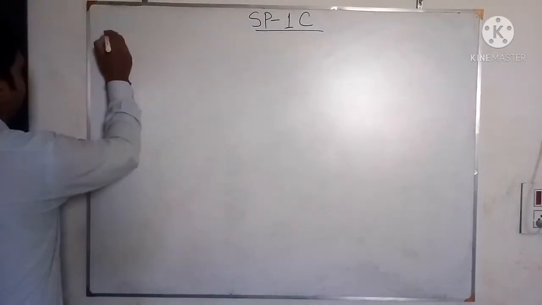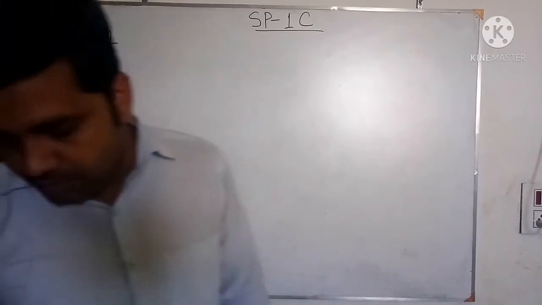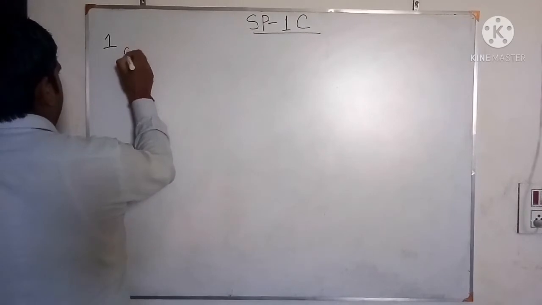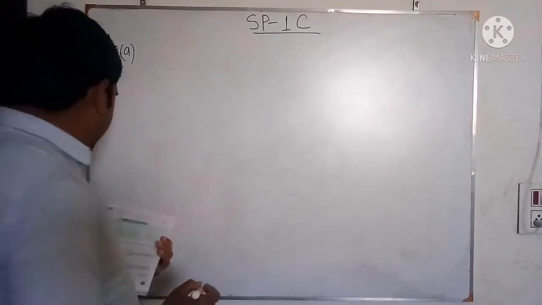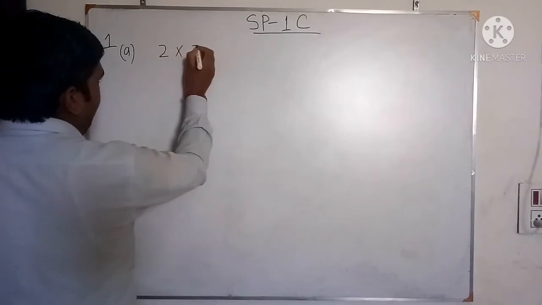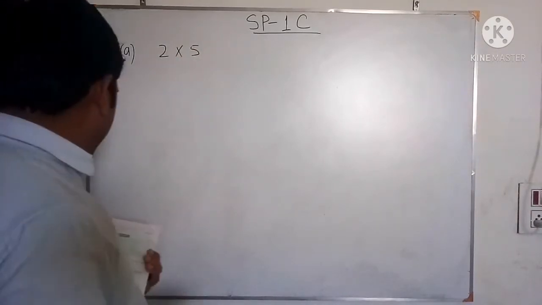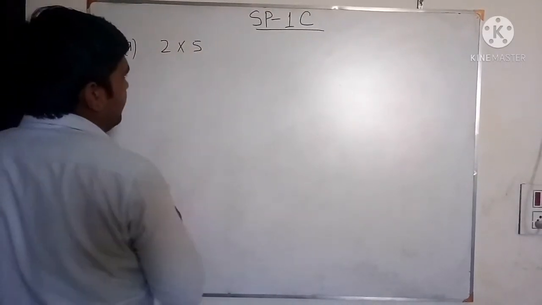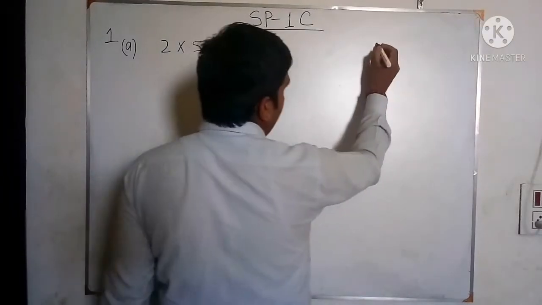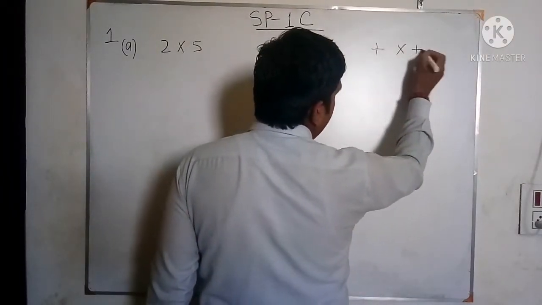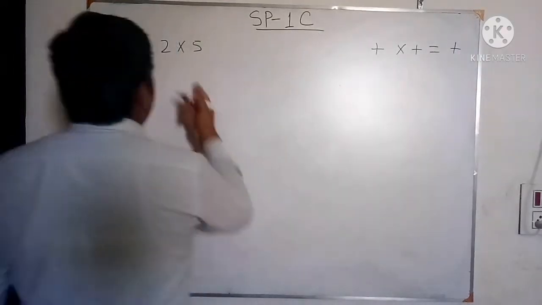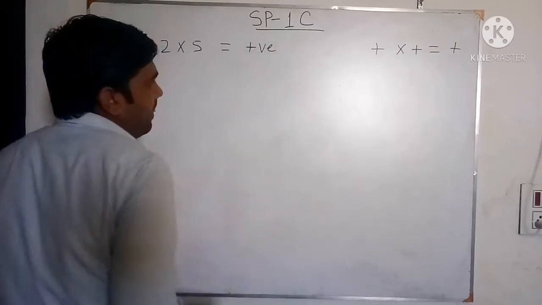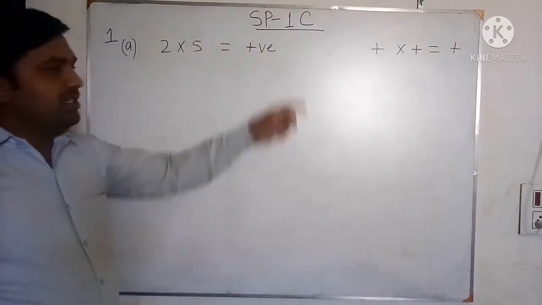See the first question. 1a, determine whether the product is positive or negative. Here the question is given 2 multiply 5. Both the integers are positive only. So here we have to find whether the product is positive or negative. Both are positive integers. So the product of positive integers will give you positive only. So its product will be positive. Plus means positive.